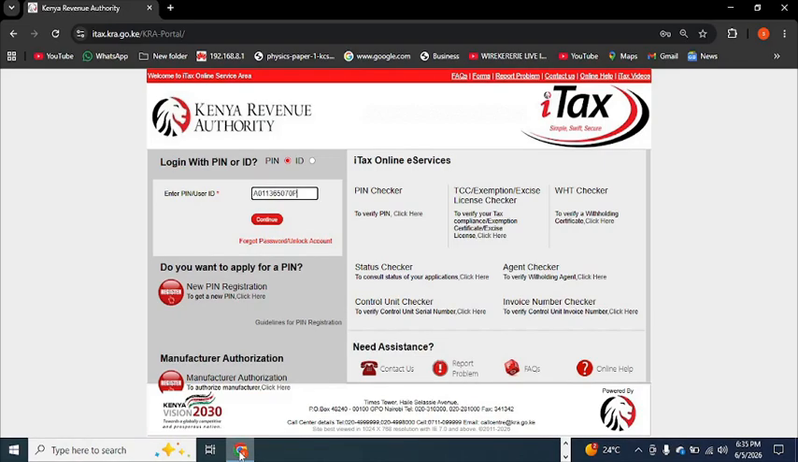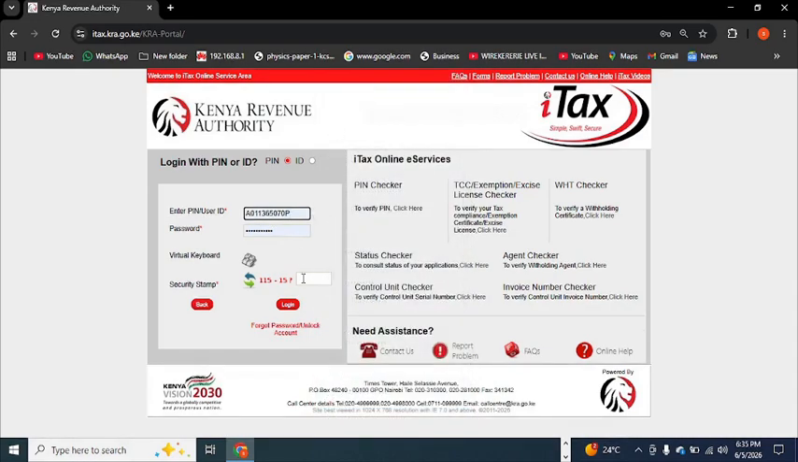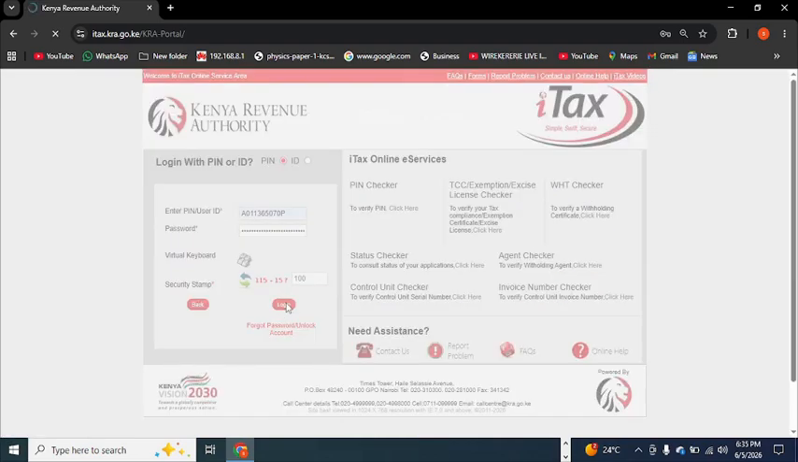So I've come to the iTax portal. You are supposed to get here in the portal and then populate your KRA PIN here, then click continue. Let me hit continue. It is slow today. So I'll just ensure I have entered the correct PIN. Then I need to do a simple mathematical computation here, which will give me a value of 100. Then I log into the portal. I hope it will not be laggy today.